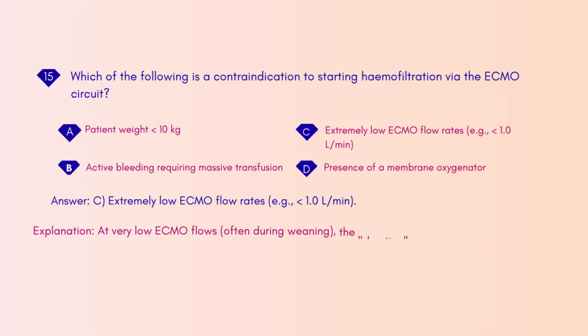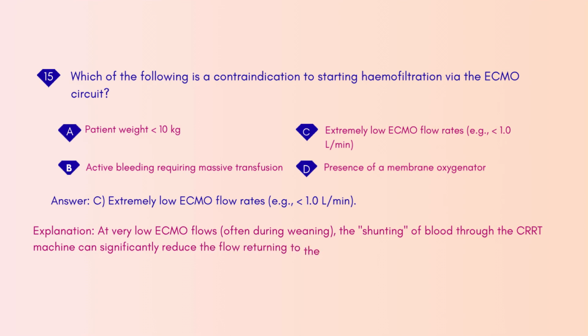Explanation: at very low ECMO flows, often during weaning, the shunting of blood through the CRRT machine can significantly reduce the flow returning to the patient or cause pressure instability within the ECMO circuit.